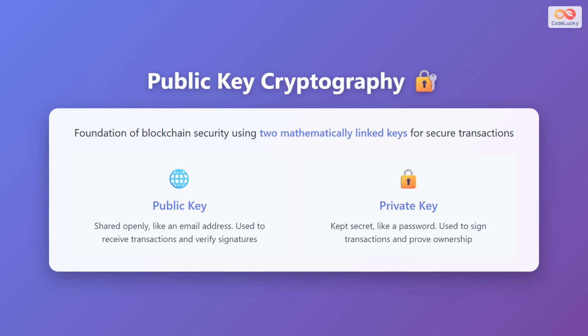Public key cryptography is the foundation of blockchain security, using two mathematically linked keys that work together. The public key can be shared openly with anyone, similar to an email address. It's used to receive transactions and verify digital signatures. The private key, however, must be kept absolutely secret, like a password. It's used to sign transactions and prove ownership of digital assets. These two keys are mathematically related, but computationally impossible to derive one from the other.